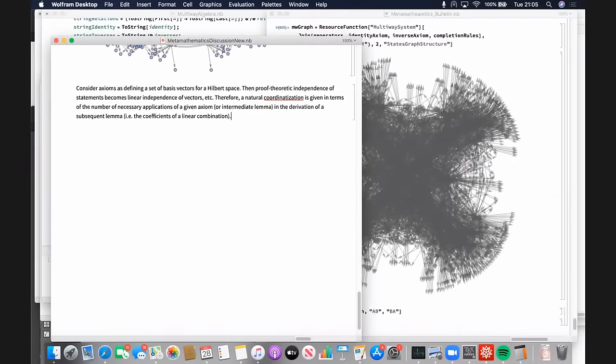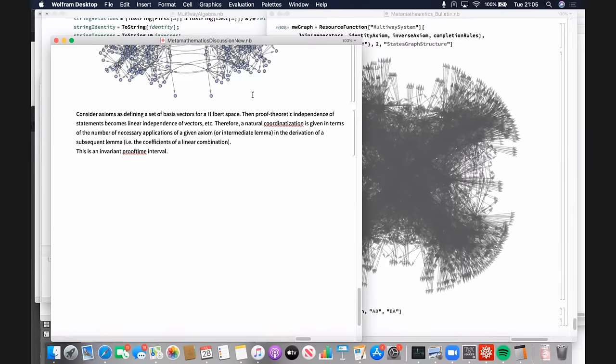That's the difference between two terms. This distance is an invariant proof time interval. Just to be clear, this is the distance that you have to go down in the multi-way graph to get from one term to another. But what does that have to do with, okay, fine. This isn't a distance, this is a coordinatization. It's also a distance. It's a coordinatization if you start it from the Big Bang at the beginning.